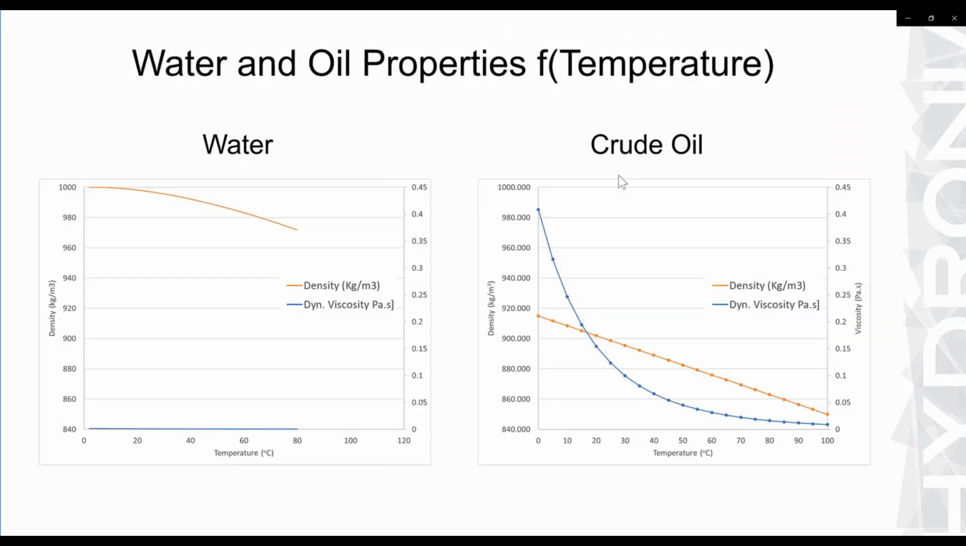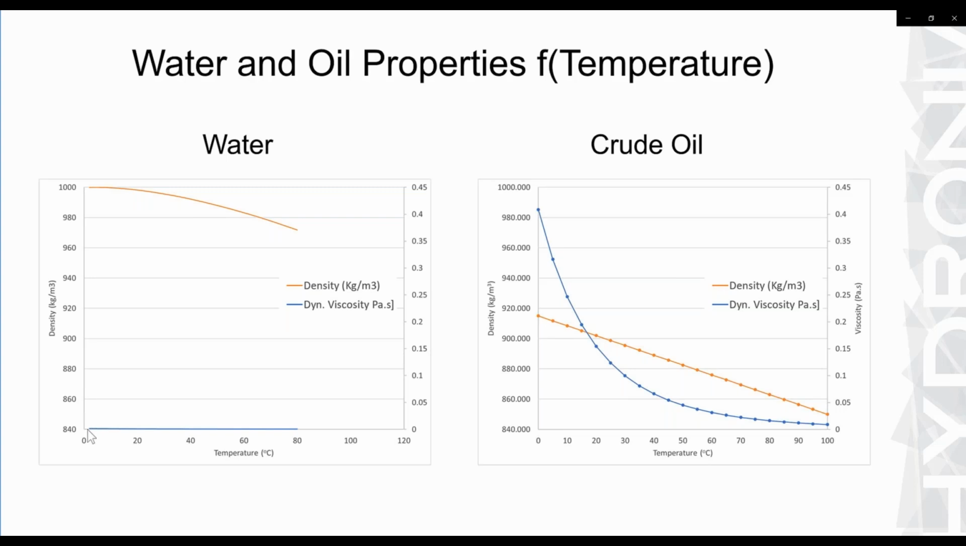So why is it important to consider heat transfer, and particularly how changes in temperature affect the oil behavior and the oil flow? Well, I'm presenting here two charts. The left one indicates the variation of density, the density curve, and how it varies with temperature. And this blue line indicates how the viscosity of the water varies with temperature.